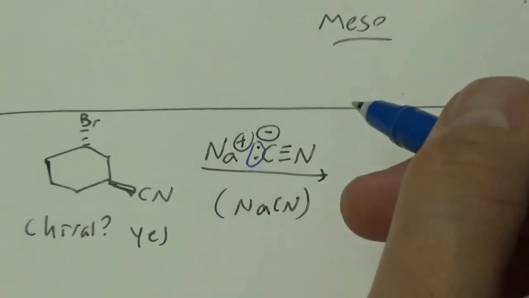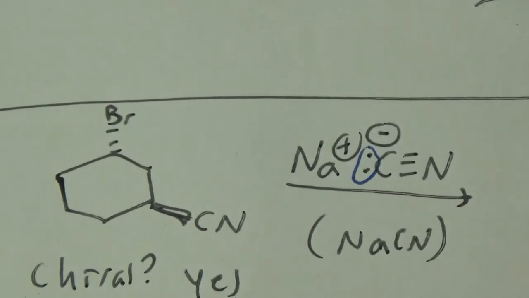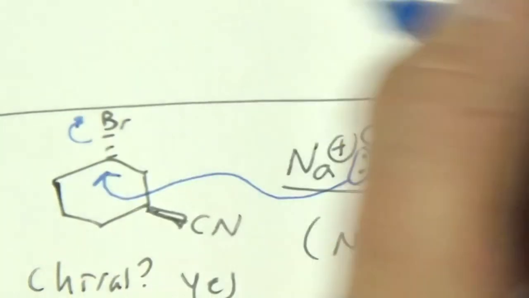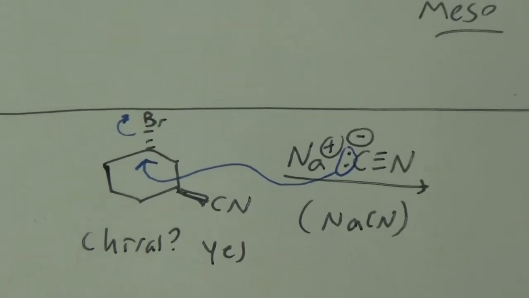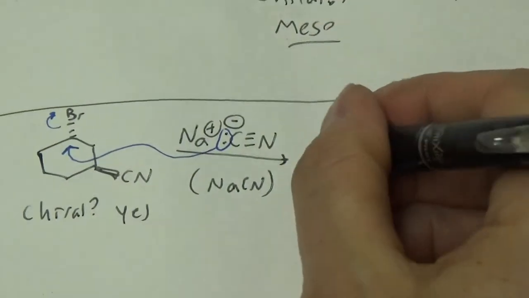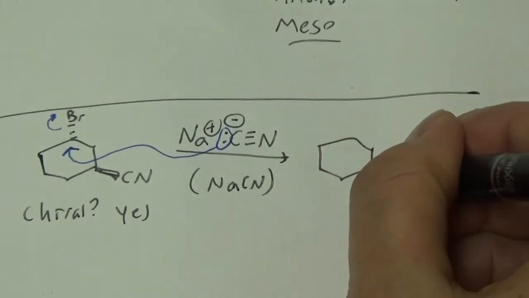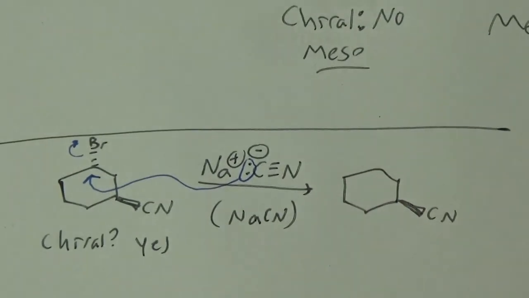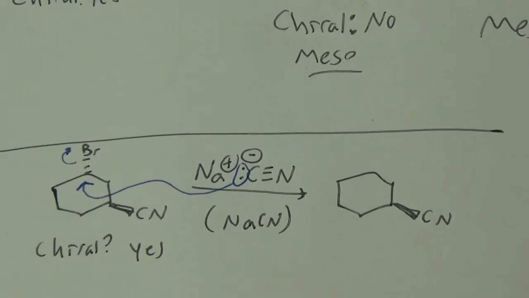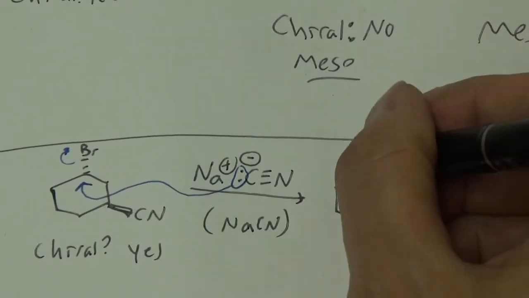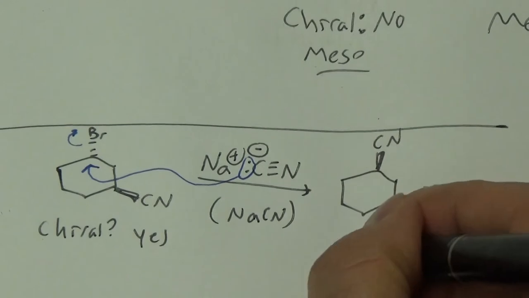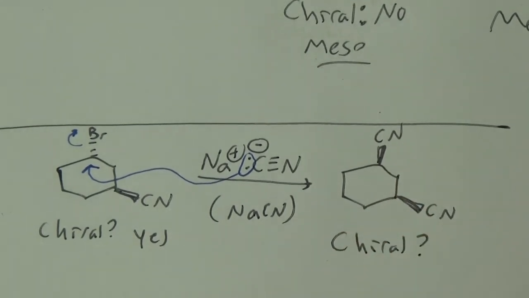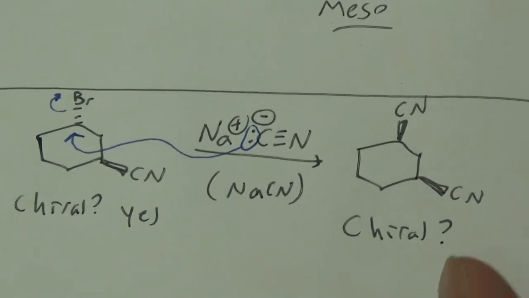Show the mechanism. What's the mechanism? CN minus does what? It attacks the carbon and kicks off the Br, okay? What's the stereochemistry now where the CN attacked? Br was away, where's CN? Okay, so is this a chiral molecule? Is this a chiral molecule? That's the question.